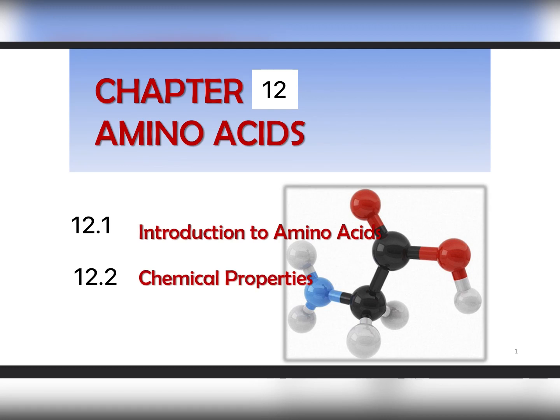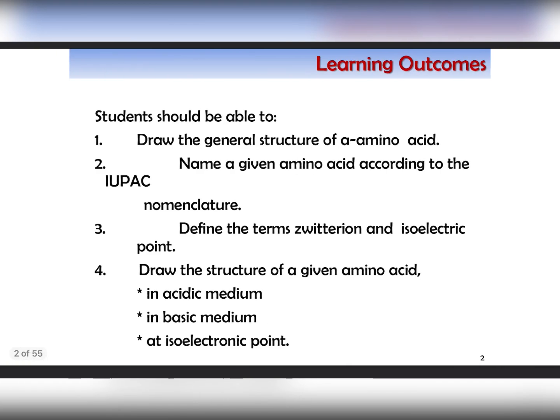So for this video, kita akan tengok amino acid and there are two subtopics. First, introduction, and the second one is chemical properties. The introduction to amino acid, so kita akan tengok how to draw the structure and how to give the naming according to IUPAC, and define zwitterion and also isoelectric point. So dua ni istilah yang baru kamu dengar lah. And draw the structure of the given amino acid in acidic medium, in basic medium, and also at isoelectric point.